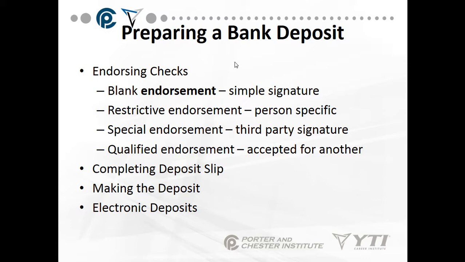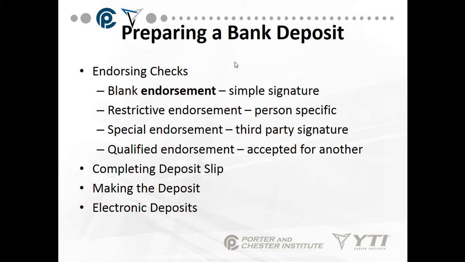Blank endorsement is a simple signature. So I wrote a check to the electric company for $40 and I signed it. That is a simple signature. Restrictive endorsement, that check has to be signed by one person and one person only. If I am writing your payroll paychecks, I am the manager and I'm the only one who can sign them. That's a restrictive endorsement.